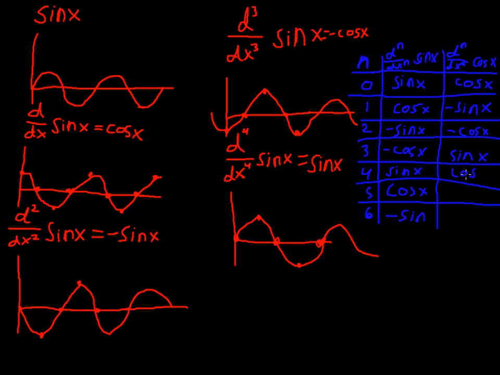So both of these functions, their second derivative is minus themselves, and their fourth derivative is themselves. So cosine x can be minus sine x and minus cosine x, and it's just gonna continue and repeat. So that is the derivatives of sine and cosine.